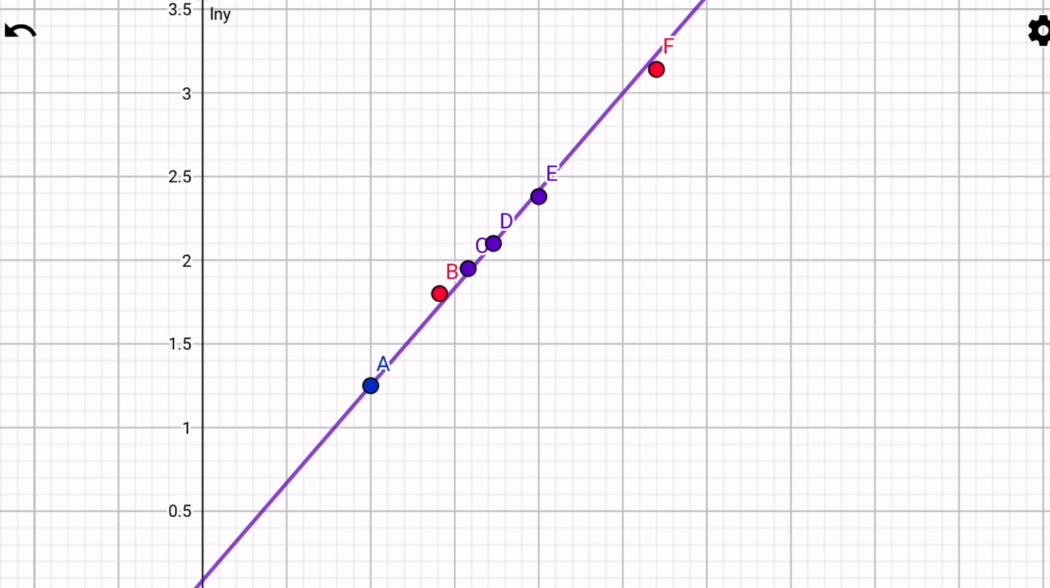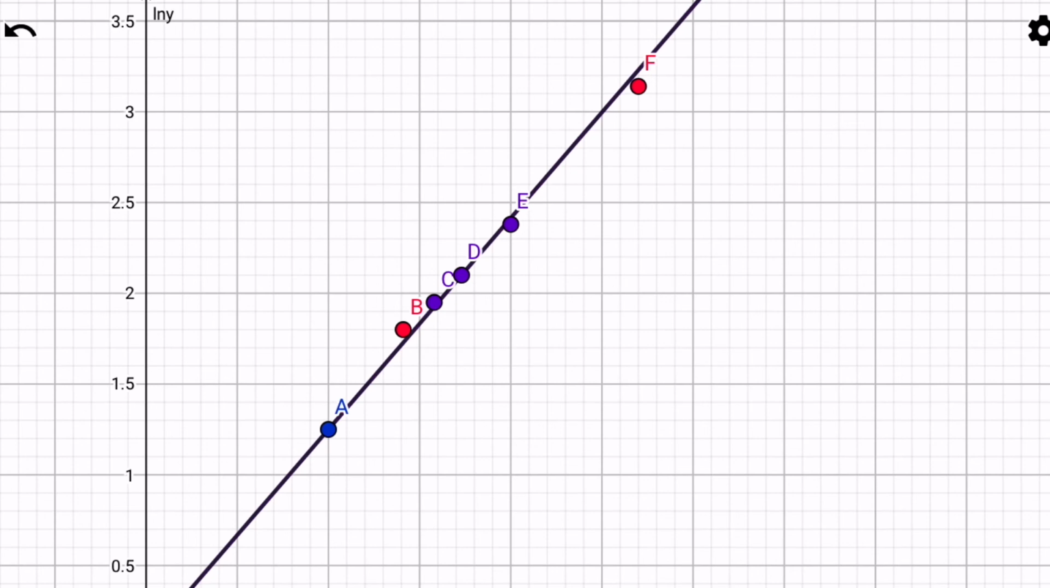See, there's one red point above the line, and there's one red point below the line, so it's balanced. And the line must pass through as many points as possible. Okay, so this is a very fit line. So if you drew just now, it is not the line of best fit, because the number of points below the line is not the same as the number of points above the line. Is this a line of best fit?